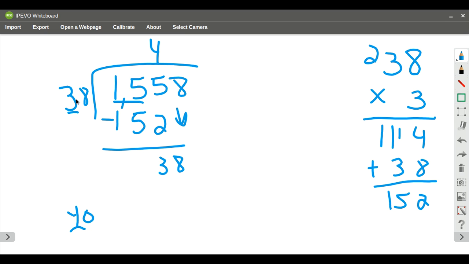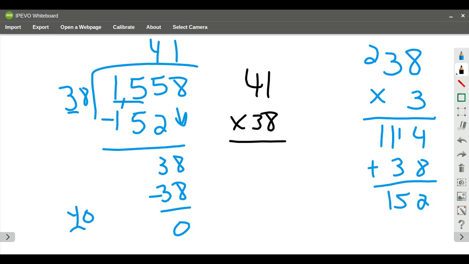And then I look at how many times 38 can go into 38. 38 goes into 38 one time. I subtract 38 and I get 0. Now I'm going to do my check. So I'm going to multiply my quotient of 41 by my divisor of 38, and I shouldn't have a remainder. So if I multiply correctly and I found the right answer, I should get 1,558 as my product.